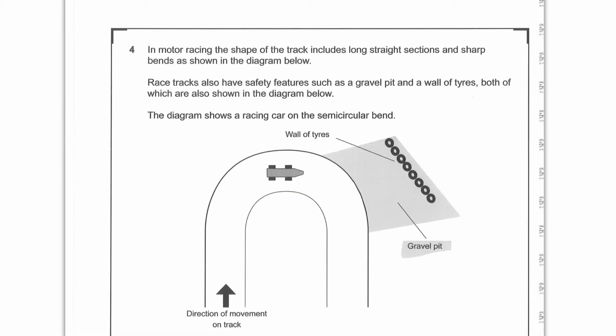In motor racing, the shape of the track includes long straight sections and sharp bends as shown in the diagram below. Racetracks also have safety features such as a gravel pit and a wall of tyres, both of which are also shown in the diagram below. The diagram shows a racing car on the semicircular bend.